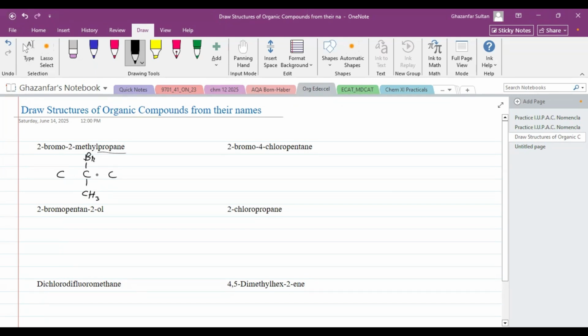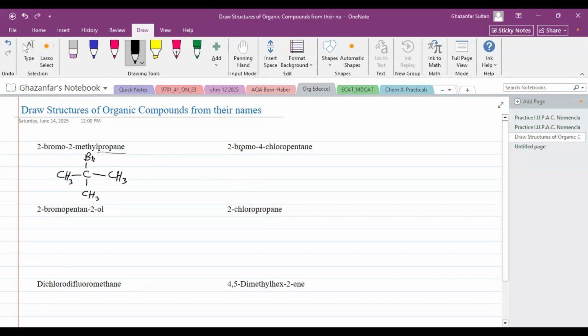So now we should mention how many hydrogen atoms should be there. So if it is propane, then carbon-carbon bonds are single. And if these bonds are single, we should balance their valency or satisfy their valency by adding hydrogen. So definitely one bond is forming from here, so there should be 3 hydrogen atoms. And similarly 3 hydrogen atoms are here. So you can write the hydrogen first, then draw the bond line. So this is 2-bromo 2-methylpropane.